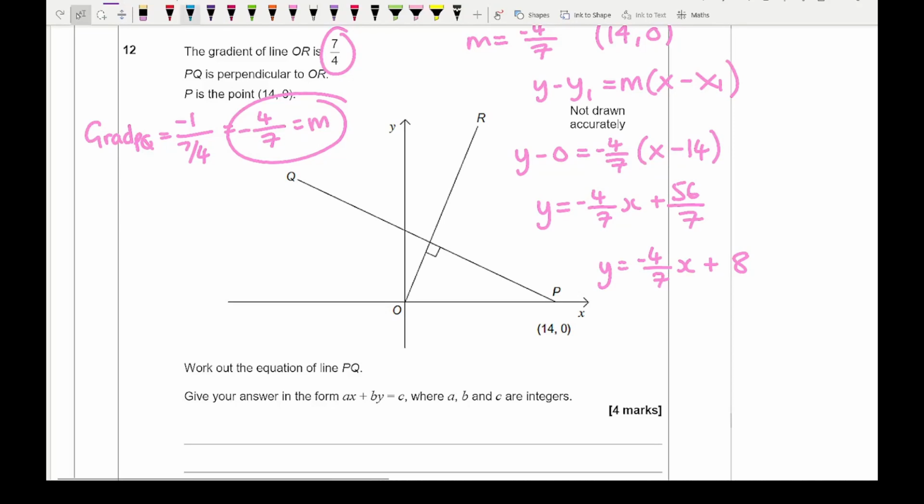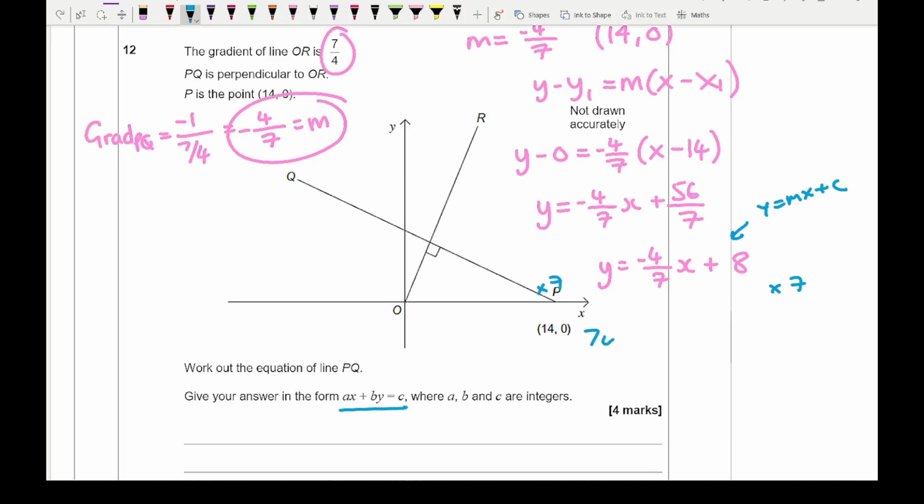Now what we've just written there is the equation in the form y equals mx plus c, but the question particularly specifies that it wants us to give our answer in the form of ax plus by equals c, where a, b and c are integers. So what we need to do is basically multiply everything by 7.